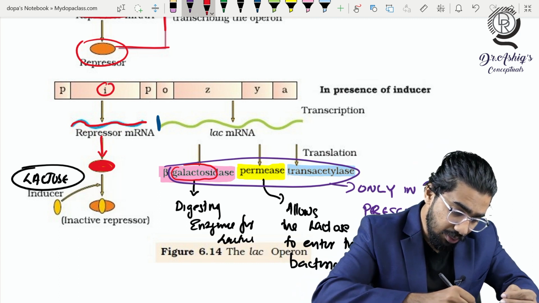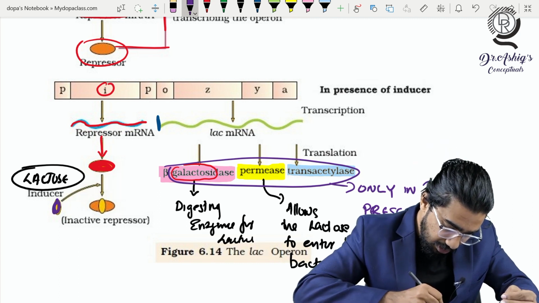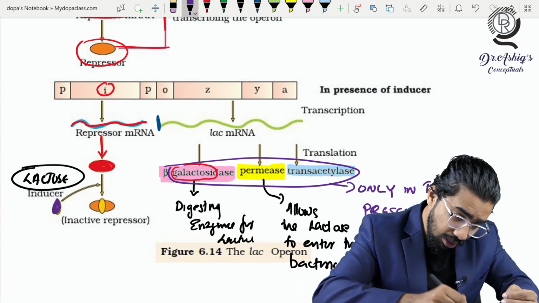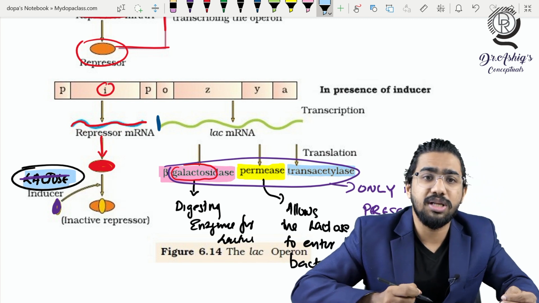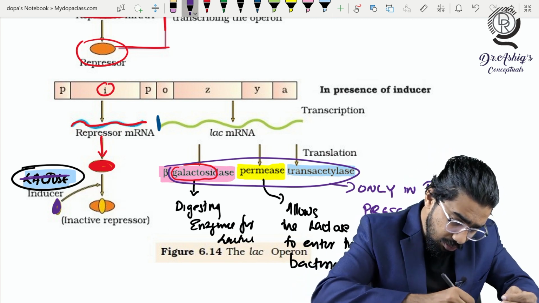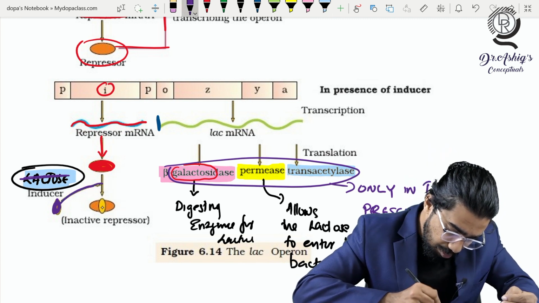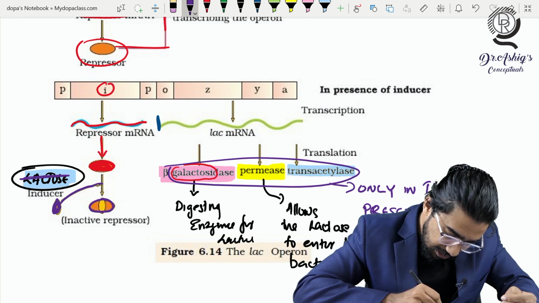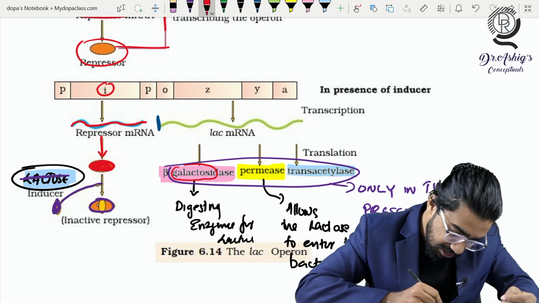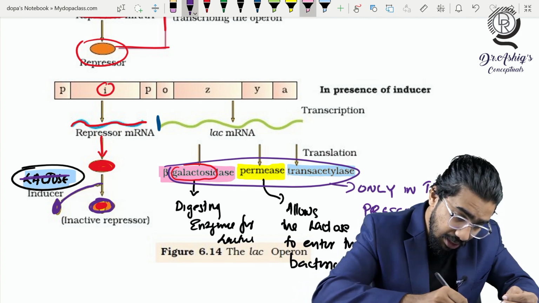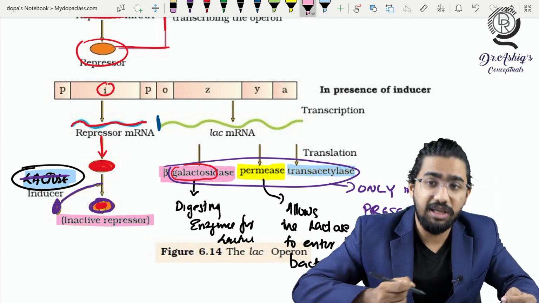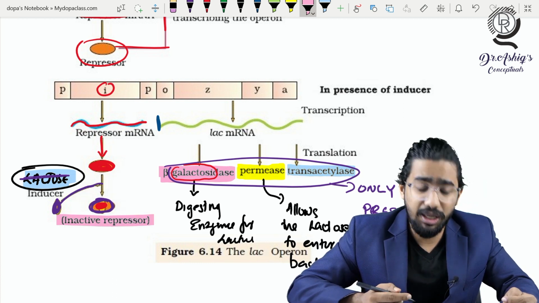You can see this inducer, and who is the inducer? The inducer is the lactose. Lactose is acting as the inducer, and this inducer will come and bind on the repressor. When the inducer binds on the repressor, what will happen to the repressor? The repressor will become inactive.